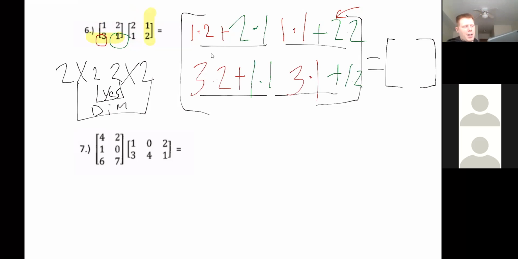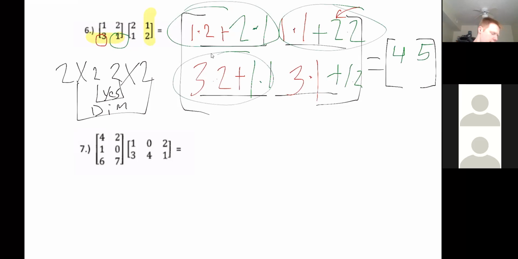So then you just need to put this in a calculator or just work it out in your head, depending on what you're comfortable with. So if you just work this out, 1 times 2 plus 2 times 1, that would be 4. For this one, just plug this in your calculator. 1 times 1 plus 2 times 2 is 5. Plug this in. 3 times 2 plus 1 times 1 would be 7. Then plug this one in. 3 times 1 plus 1 times 2 would be 5.